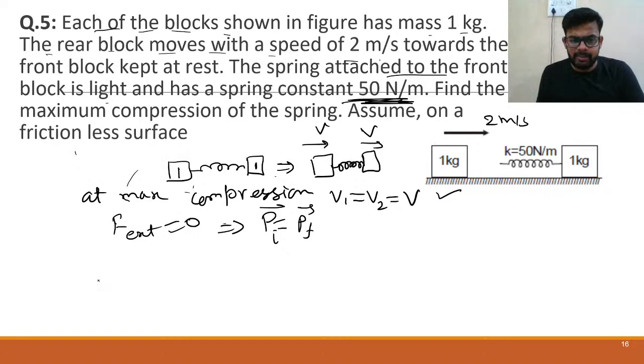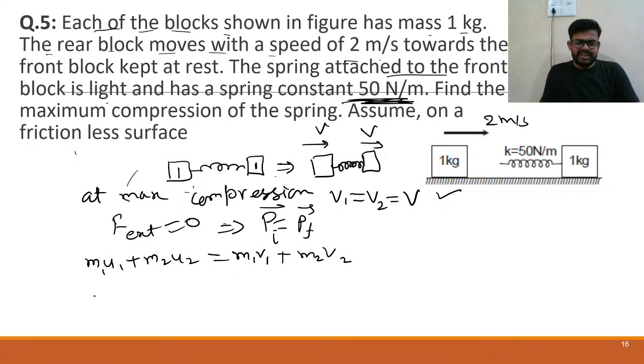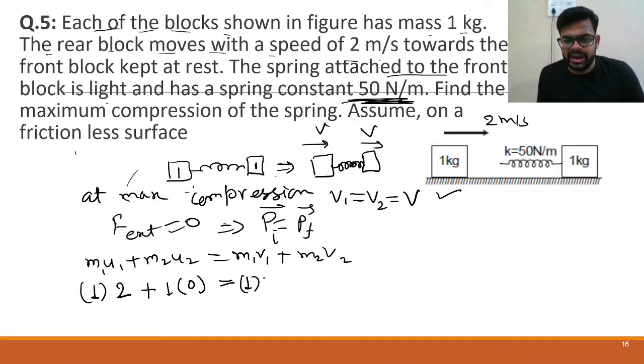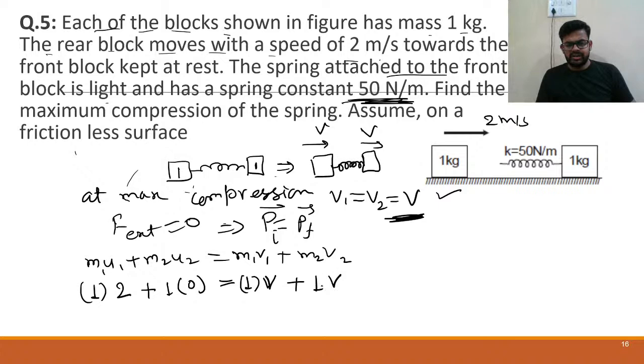Okay, what is the initial momentum of the system? One block is at rest, another block is moving. So m1 u1 plus m2 u2 will be equal to m1 v1 plus m2 v2. This is the final momentum, right? Okay, let us write the values. The first block is of 1 kg, moving with 2 meter per second. The second block is of 1 kg but its velocity is 0. Final momentum: 1 kg, its velocity I don't know, I have considered it as v. I know one thing, at maximum compression both the blocks will move with the same velocity v. So I'm writing v plus m2, which is also 1, and that is also v, right?